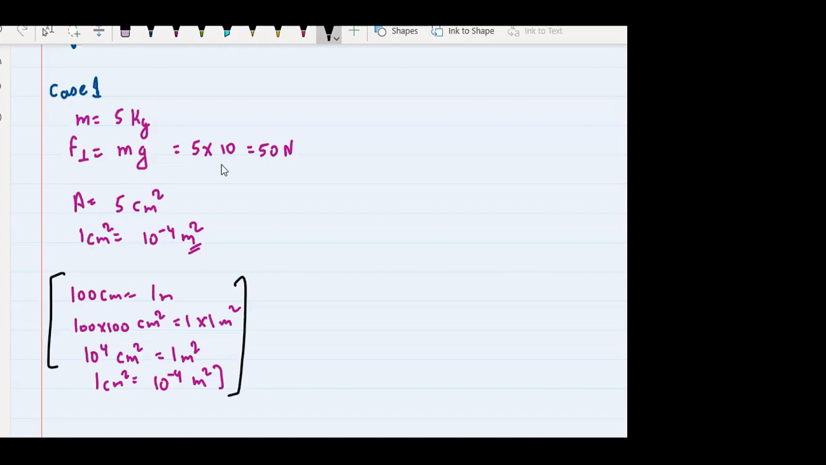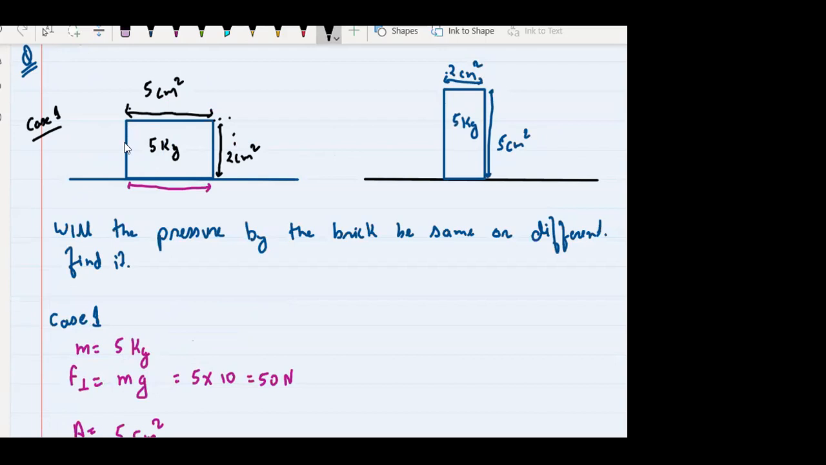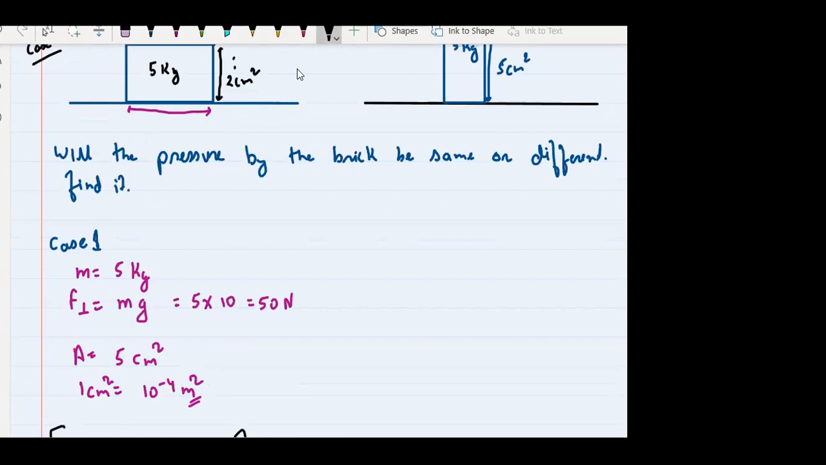So, case one was the brick kept in this position where the area of contact is 5 centimeters square. The weight is 5 kg.